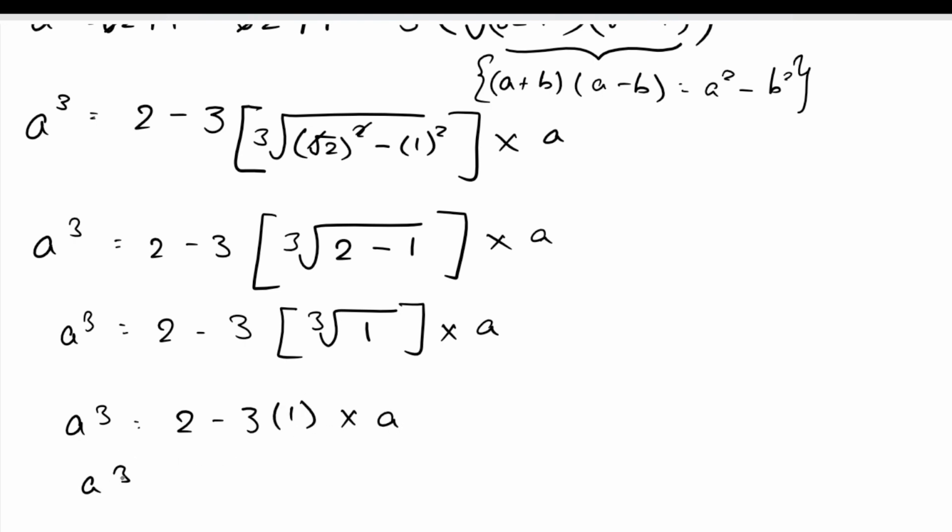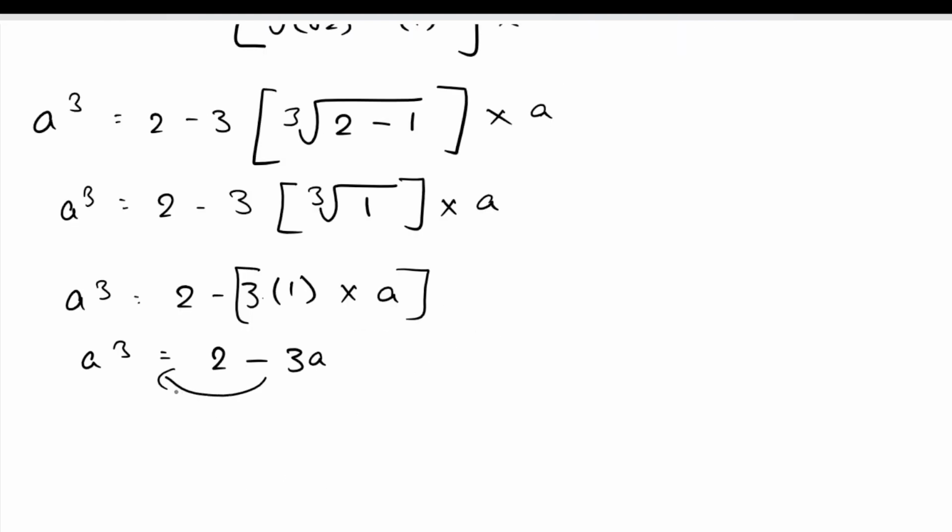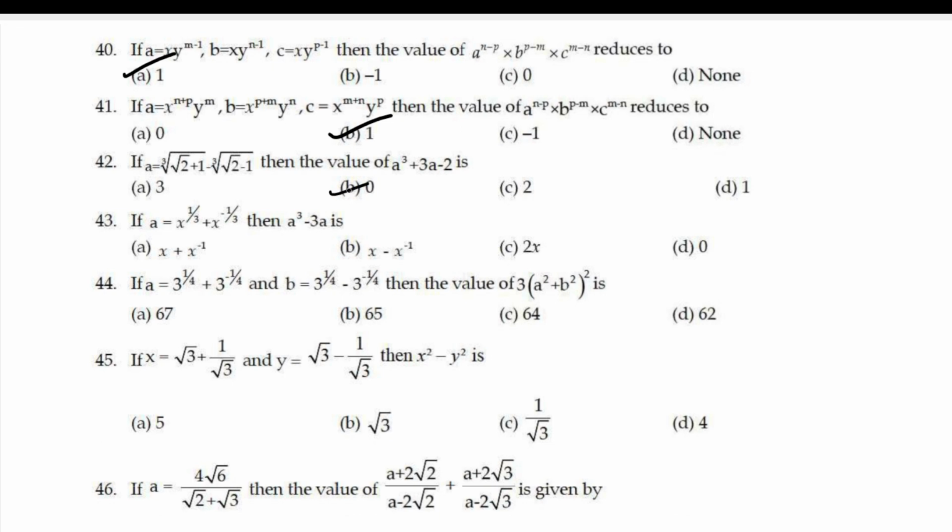So a cube is equal to 2 minus 3 into 1 into a is 3a. So I'm taking all the terms to this side. I'll get a cube plus 3a minus 2 is equal to 0. Question number 42, the correct option is B.